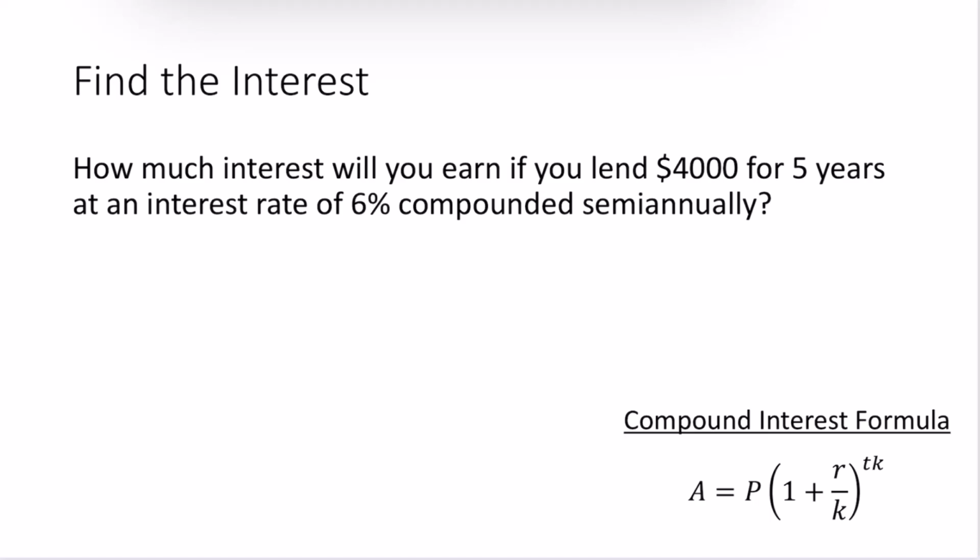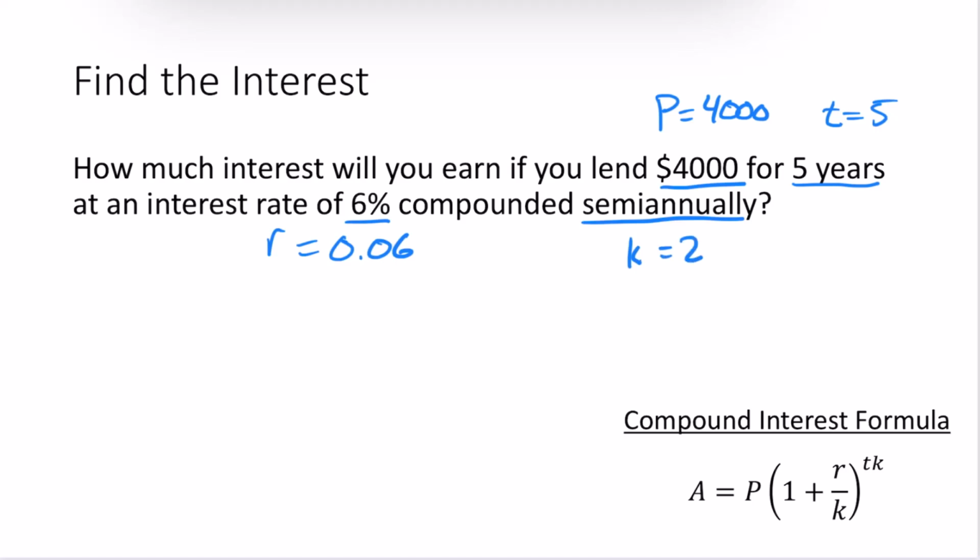Okay, so on this one, we're looking for how much interest you'll earn if you lend someone $4,000 for 5 years at an interest rate of 6% compounded semi-annually. So $4,000 is the initial amount you let them borrow, so that's going to be P. And then the 5 is T because that's the number of years. 6% is a decimal of 0.06, and that's going to be R. And compounding semi-annually means that K equals 2, because semi-annually is compounding it twice per year.